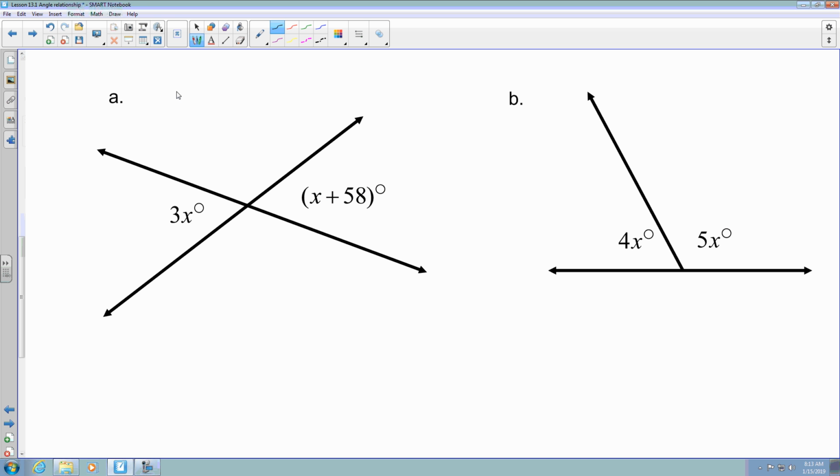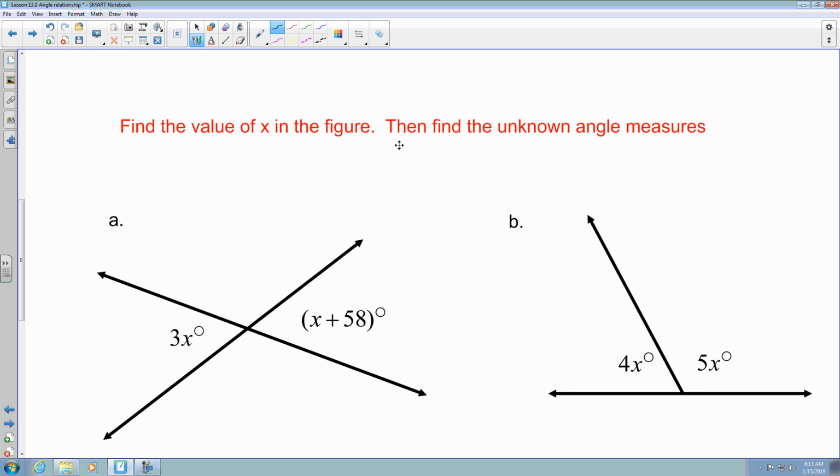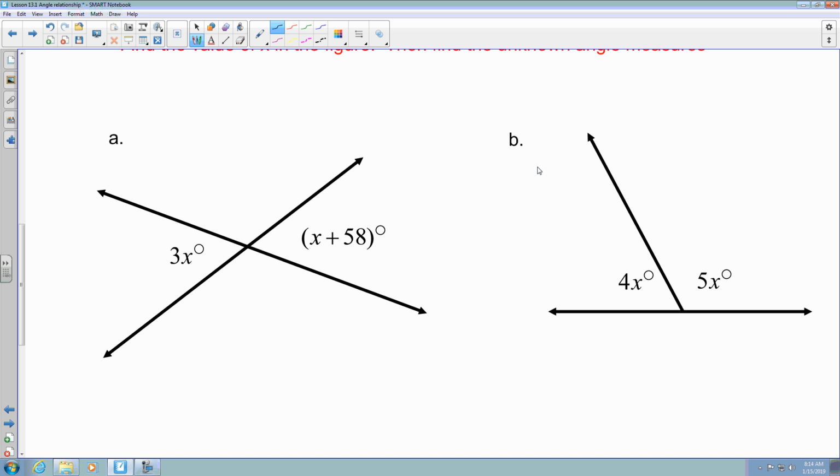Last examples here, we have a couple of intersected angles at a certain point. They want us to find the value of x, then find the unknown angle measures. So they're asking for two things. So in example A, we have an intersection right here, which means that this here and this here, those are two vertical angles. And since they are vertical angles, we know that they are going to be the same measurement.